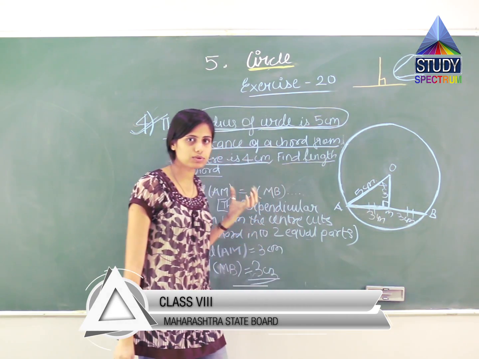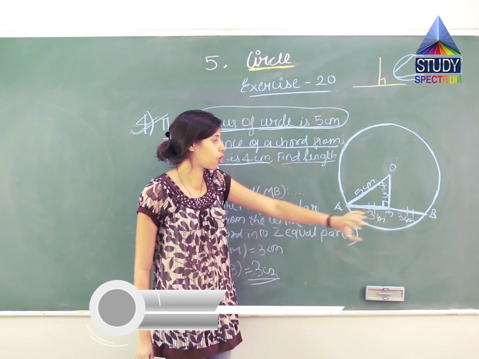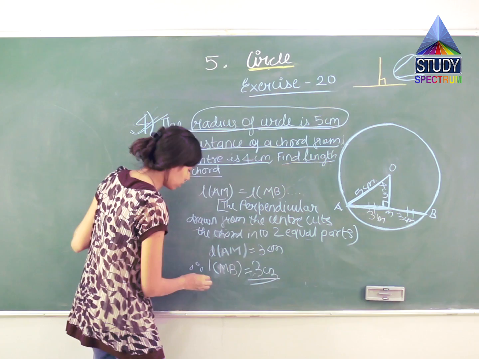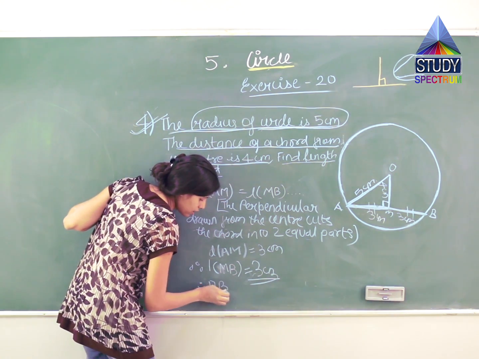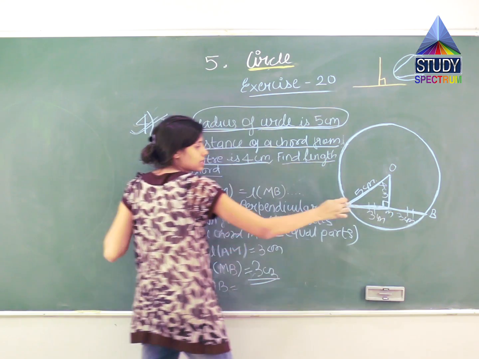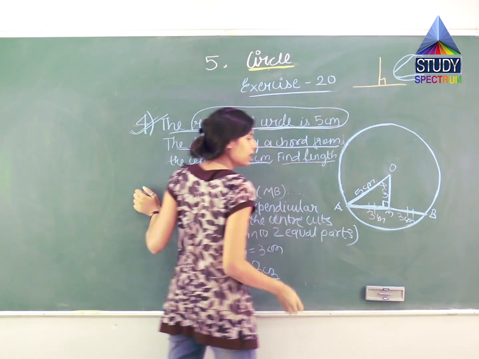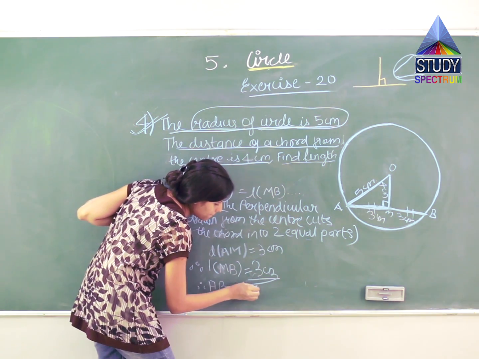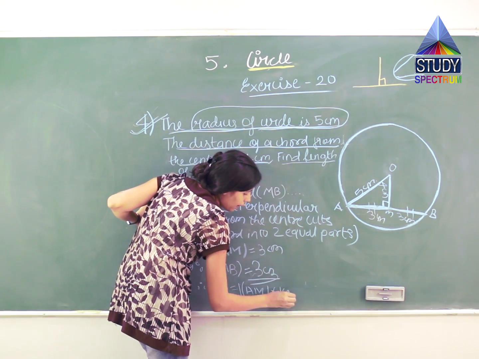क्वेश्चन में AM और MB पूछा है? नहीं. The question is asking you to find the length of the chord. Chord का लेंथ क्या है? AB. So let us find AB. Therefore, AB is equal to, see this is AB. What is the length of AB? AM plus MB. So let us write that is equal to length of AM plus length of MB.